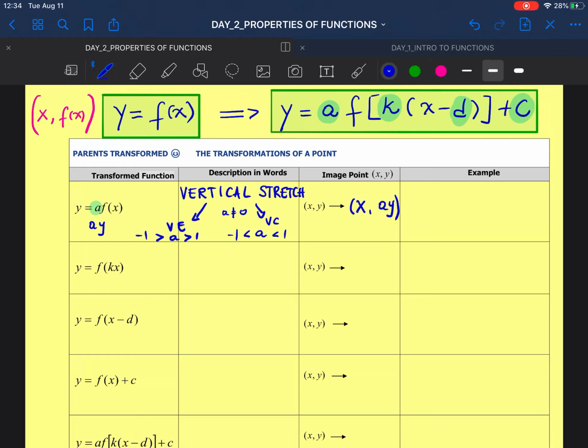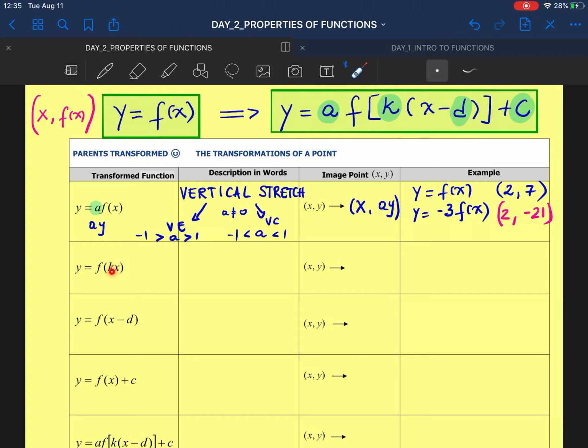So for example, if we have the function y equals f of x with a point with coordinates (2, 7) on the graph of y equals f of x, and we transform the function to become -3f of x, it means that the new image point will be x equals 2 and y will be -21. And how do we get -21? You multiply 7 by -3.